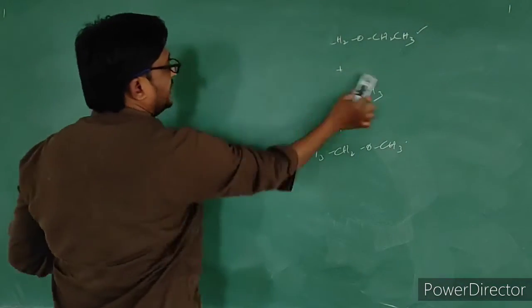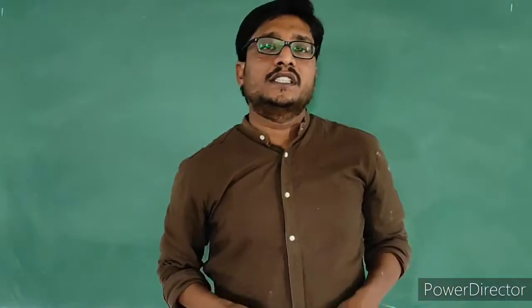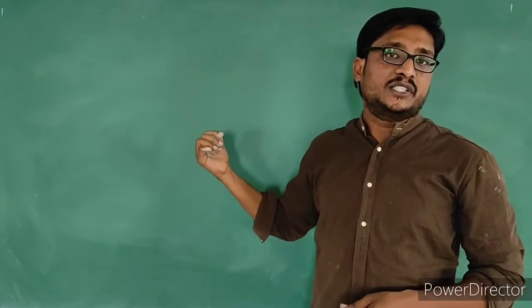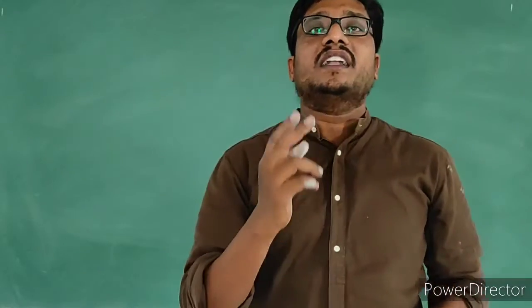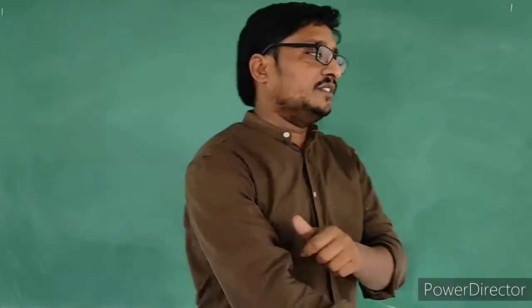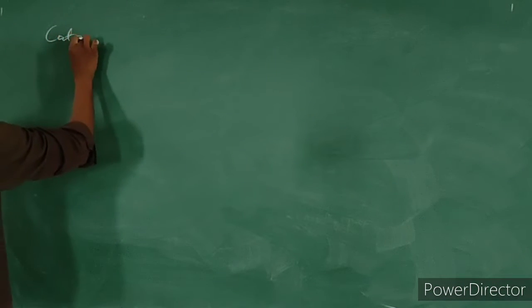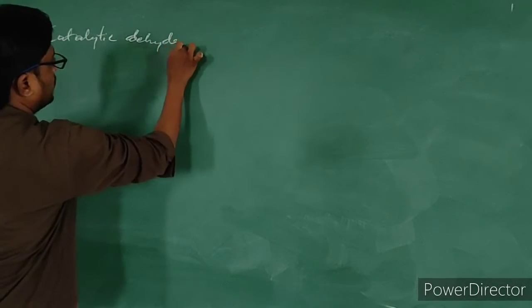Next, catalytic dehydration. As I said before, dehydration of alcohols can be done by two methods. One is acid catalyzed dehydration, which I have explained now. The second method is catalytic dehydration. Let us see about catalytic dehydration.